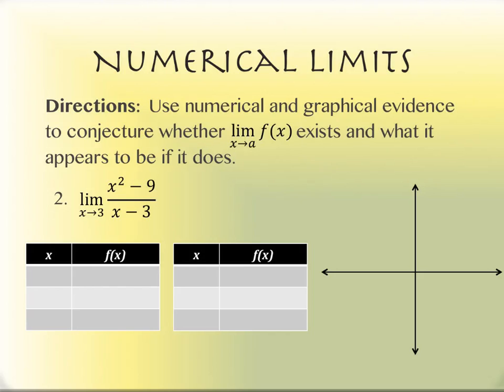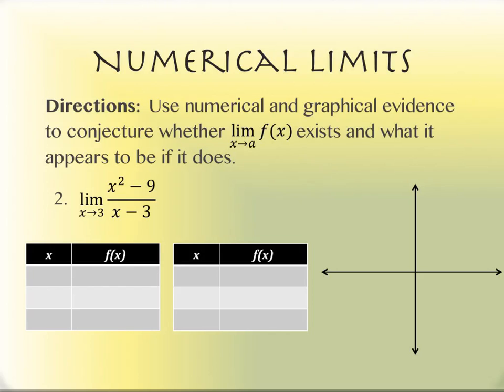It says use numerical and graphical evidence to conjecture. What does conjecture mean? To calculate, figure out, or to guess. To make an educated guess is a conjecture. So to figure out whether the limit exists and what it appears to be if it does. So if the limit doesn't exist, then we don't have to do the other half of the question, right?